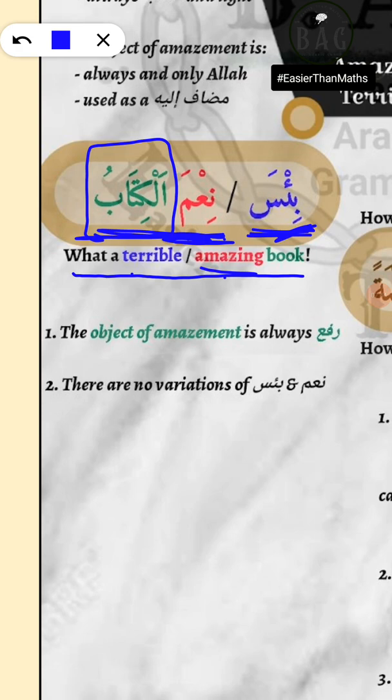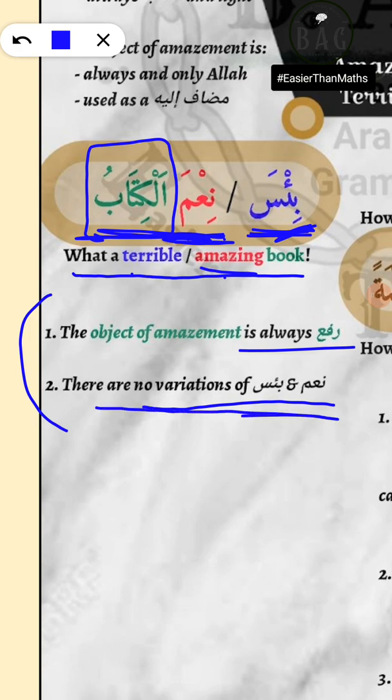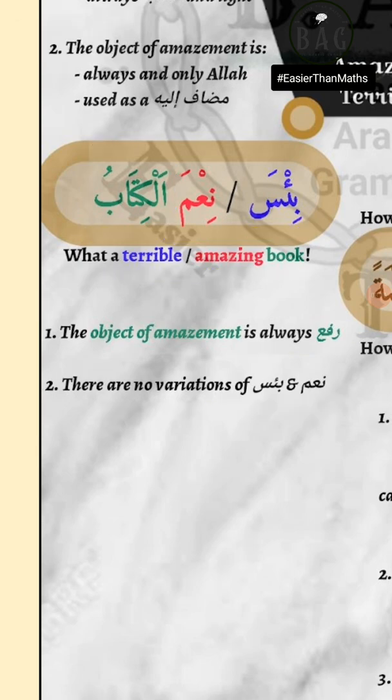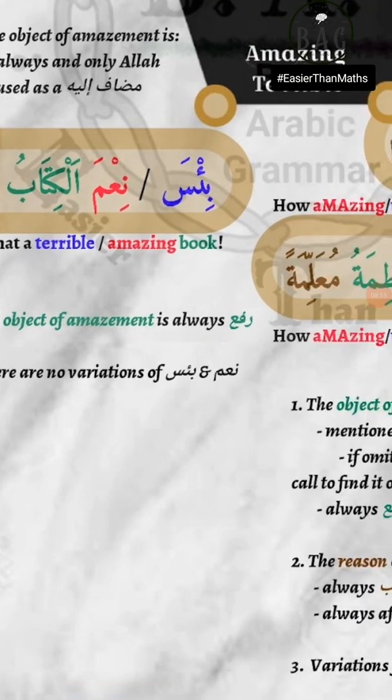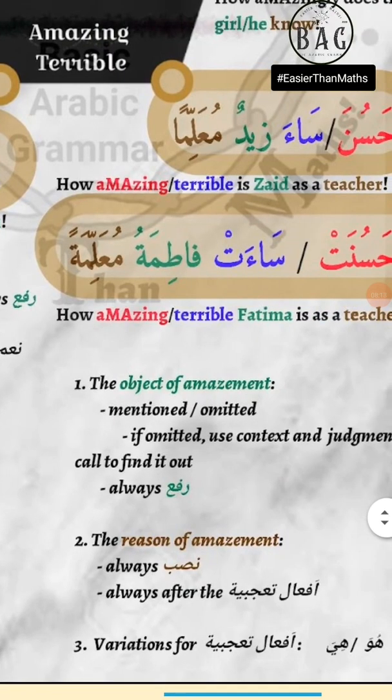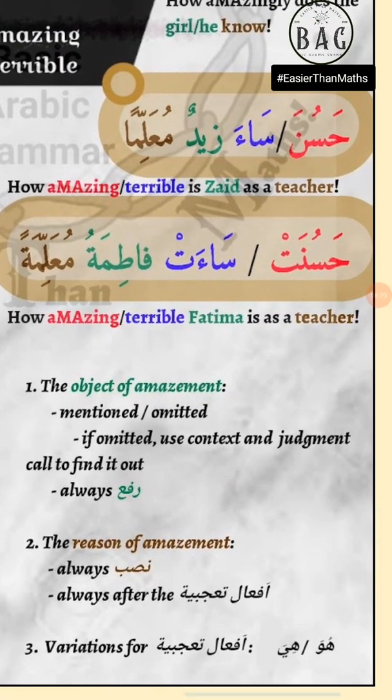Okay, and of course you can see here that the object of amazement has to be rafa, and that there are no variations of ni'ma and bisa. What I mean by this is that bisa will always remain bisa no matter what. There are 2 variations of the next category that we are going to study, and that's why I've mentioned over this statement that there are no variations of ni'ma and bisa. So I hope that this ni'ma and bisa thing is clear, inshallah.